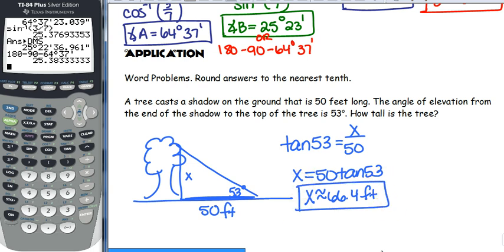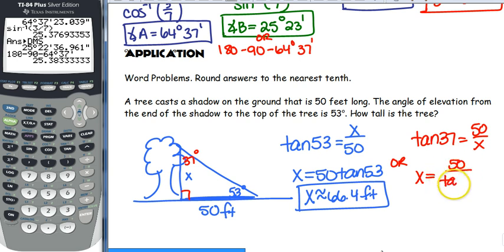Anytime we have word problems, you must label those answers. Now that's the way I would have done it. There is a second way we could have approached this. We know that this is 90, that's 53, which means this is 37 degrees. If we do it that way, we have the adjacent side and the opposite. So we still have tangent, but this time tangent of 37 is 50 over x. Since our unknown is on the bottom, we divide, and we get x is equal to 50 divided by tangent of 37. But we still get the exact same answer of 66.4 feet.